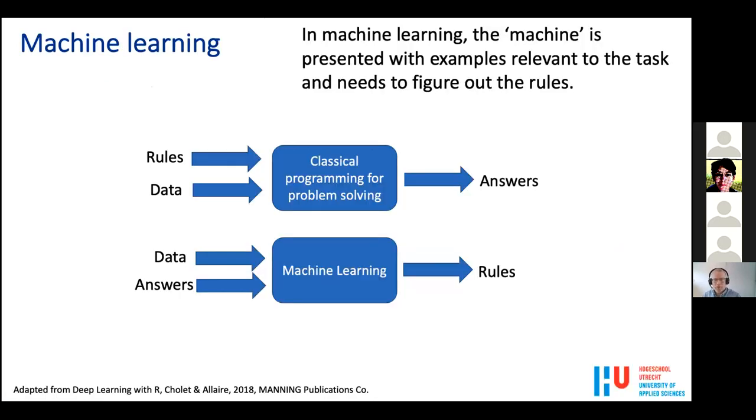So classically, we've used the computer to solve problems by encoding rules that apply on the data and that provide answers. That's the classical programming paradigm, where on the basis of the answer that I would like to get, I would program specific rules that would lead to that answer, having the data as input. But machine learning puts things on its head, where the machine is presented with data and also answers, in terms of, for example, labels, or in terms of a specific task, and it needs to figure out the rules.